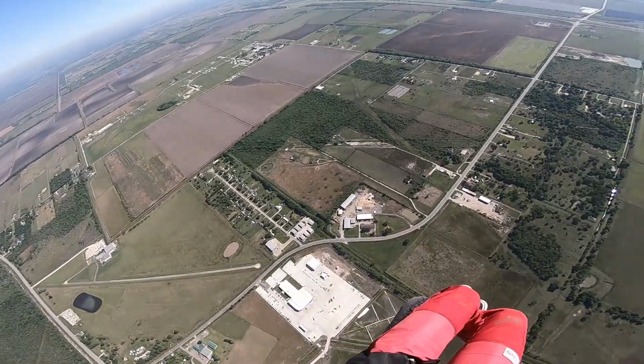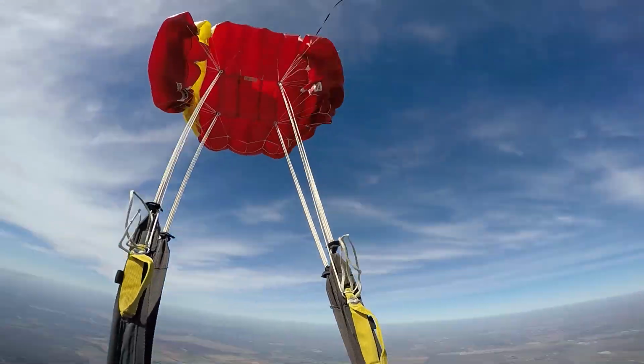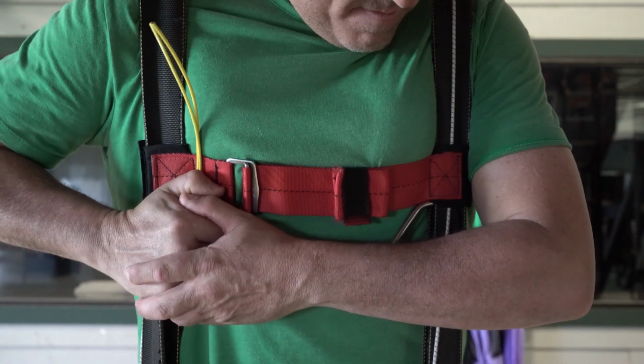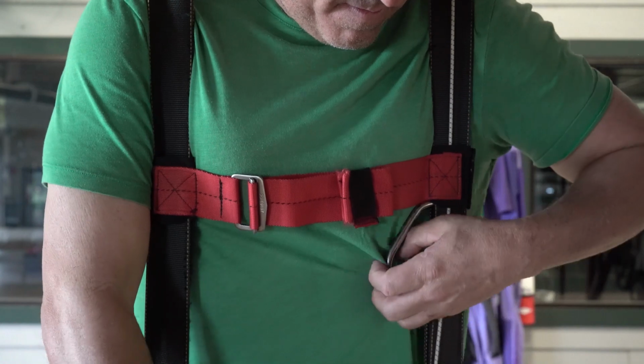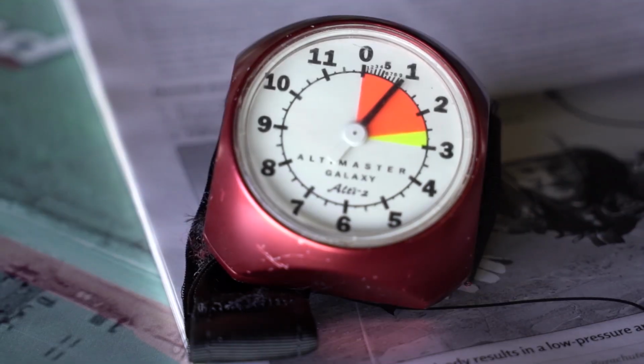Your decision altitude, if you remember what altitude it is, call it out. If you said 2,500 feet, you're absolutely correct. 2,500 feet, if we have any one of these malfunctions, we need to make that decision prior to that altitude whether or not we can land this parachute safely. If we can't land that parachute safely, we're going to execute our emergency procedures, cutting away and going to our reserve. The hard deck, if you guessed 1,000 feet, you guessed correctly.